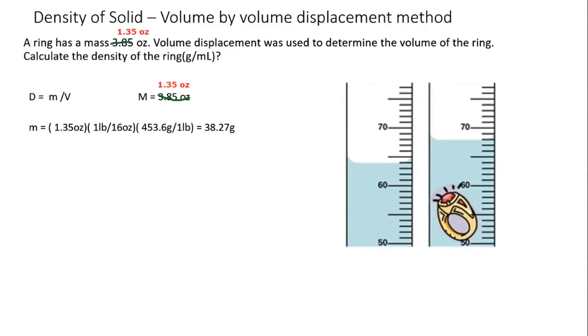Now that we determined the mass in grams, V final minus V initial gives us the volume of the object. So the ring here has a volume of 4 milliliters. So therefore, since the volume has 2 sig figs and our mass had 3, our answer should be 2 significant figures, so 9.6 grams per milliliter. So that's the density of the ring. And again, I'll go back in the PowerPoint. Hopefully by the time you see this, it's corrected. It says 1.35 here. This is how you calculate density by volume displacement.